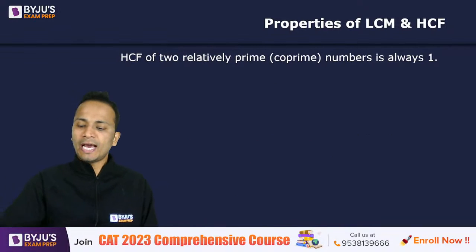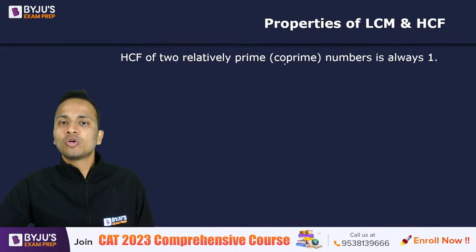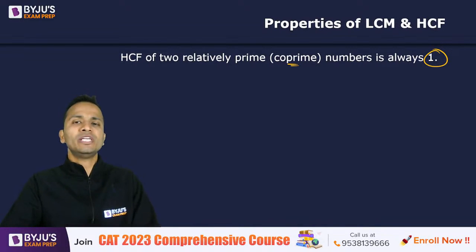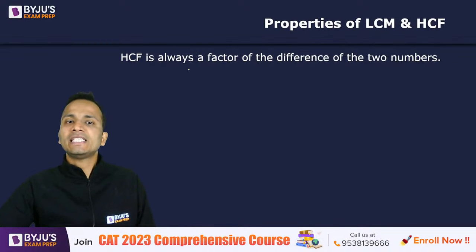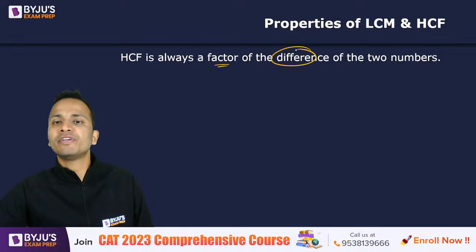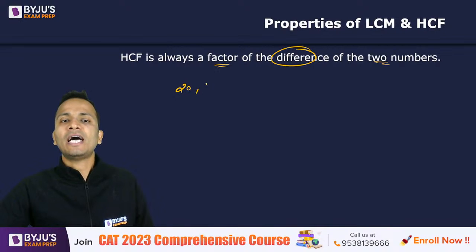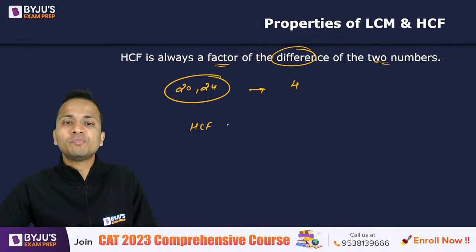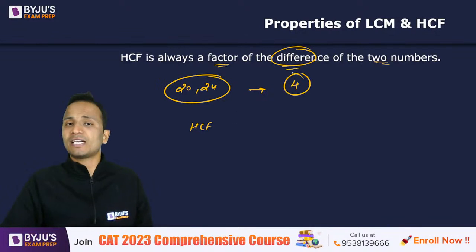Now moving ahead and looking at the next property, HCF of two co-prime numbers is always 1, which I have already told you on the previous screen. So there is no need to further discuss this property, right? Moving ahead, HCF is always the factor of the difference of the two numbers. So just now we considered two numbers, 20 and 24. The difference of these two numbers is 4. So HCF will always be the factor of the difference. It will be a factor of the difference of these two as well.